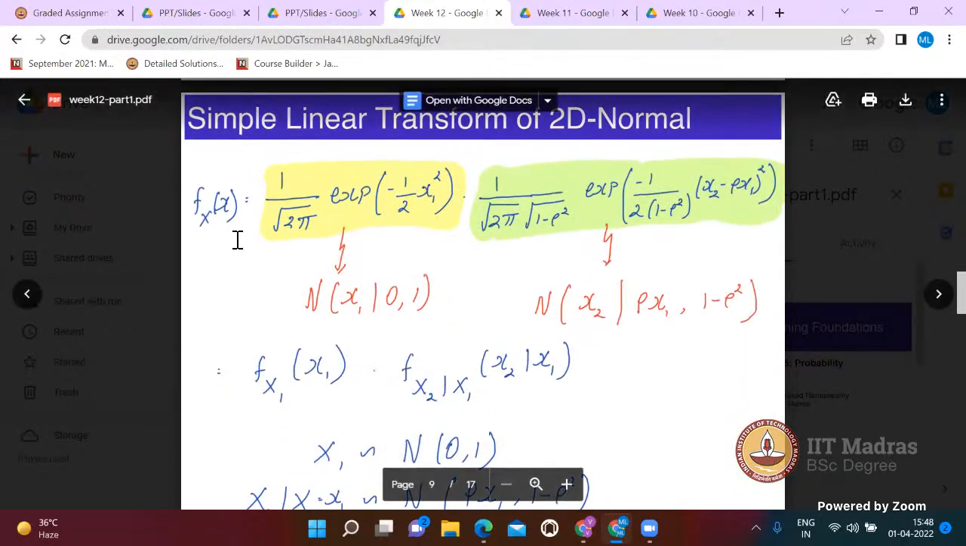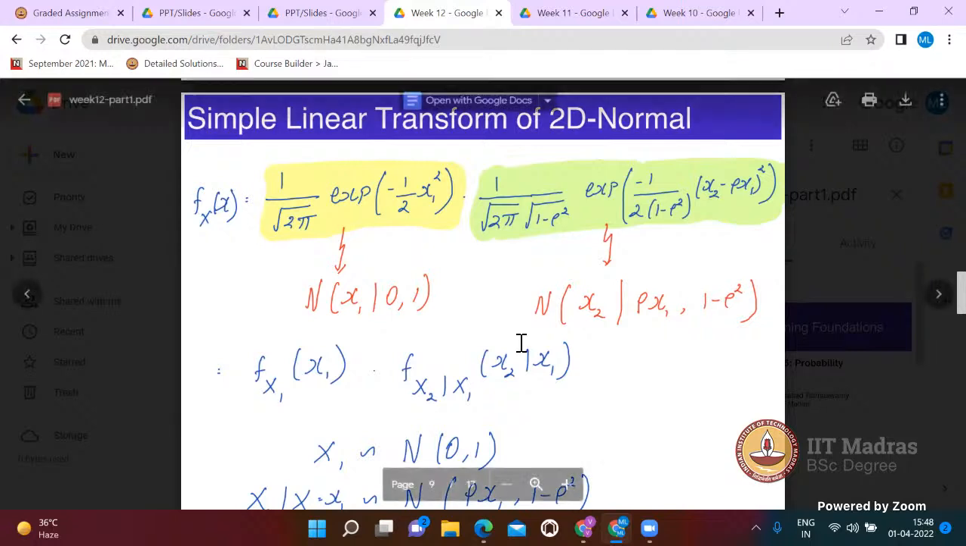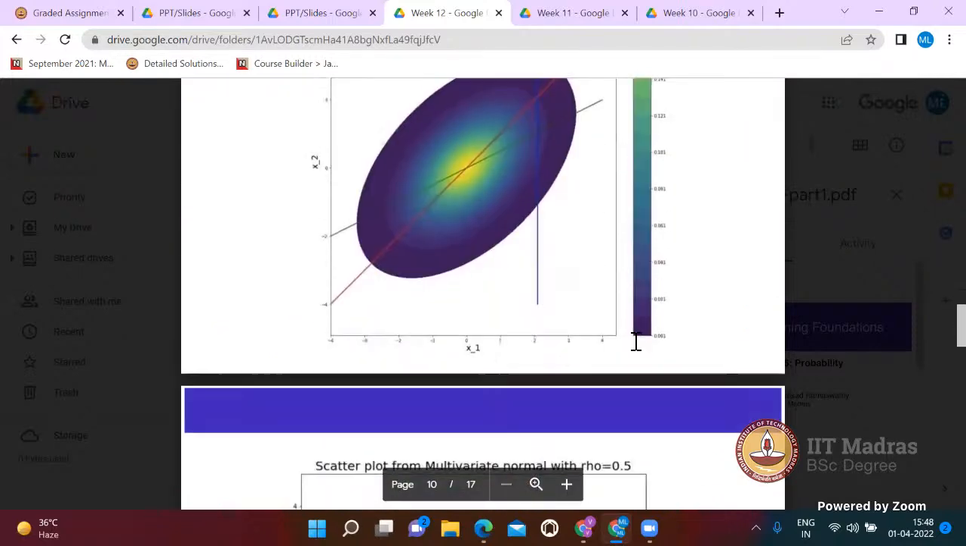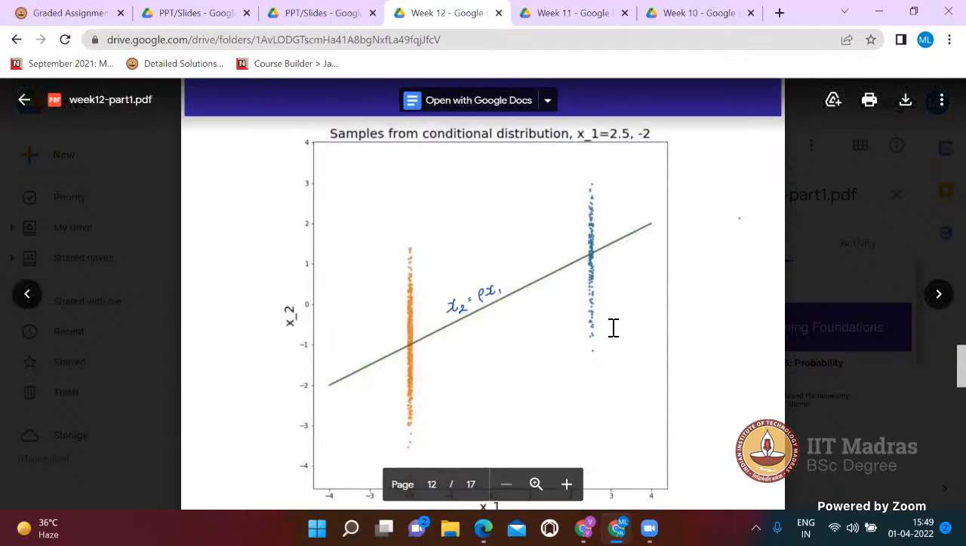For example, if we calculate the joint distribution of x, the joint distribution f was simply the multiplication of the distribution of x1, that was the one variable, and the other variable was x2. So one gets the normal distribution of x1 and the normal distribution of x2 given x1. With the help of this graph we have told this also.